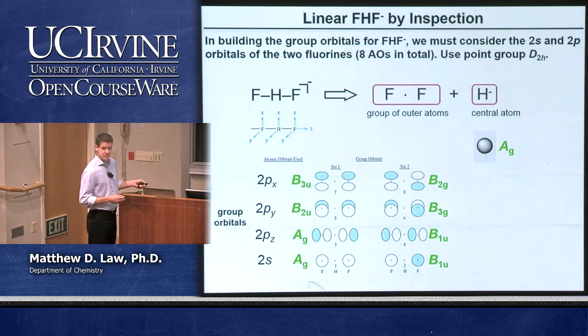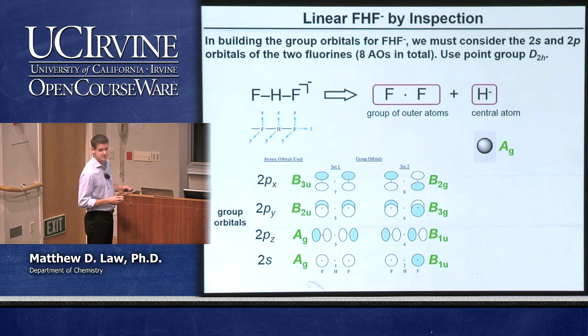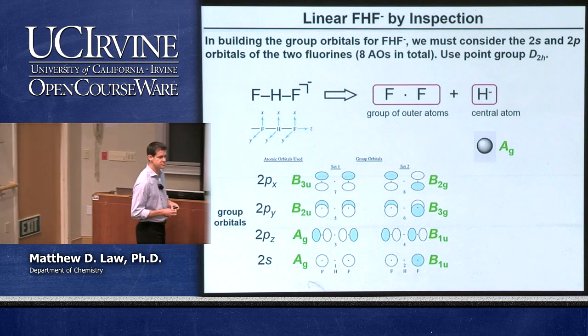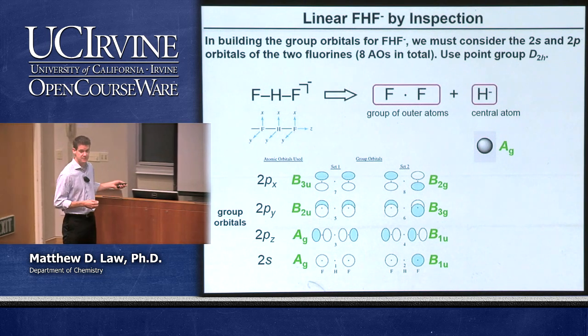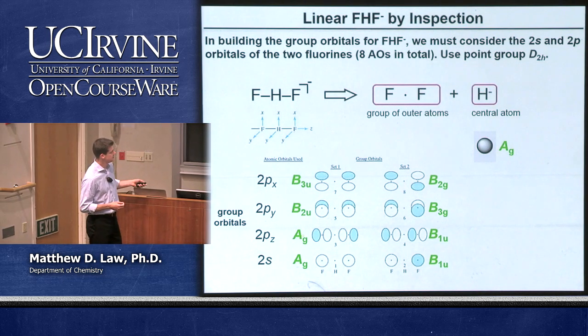The other sigma type interaction that's going to be generated is from the 2pz's. Okay? So we have the 2pz, which is going to be Ag, again, totally symmetric. This is the difference. And the sum gives us another B1u. So the symmetry of the s's and the pz's are the same. We have 2 group orbitals from each of the s's and the pz's. And each one has an Ag and each one has a B1u.